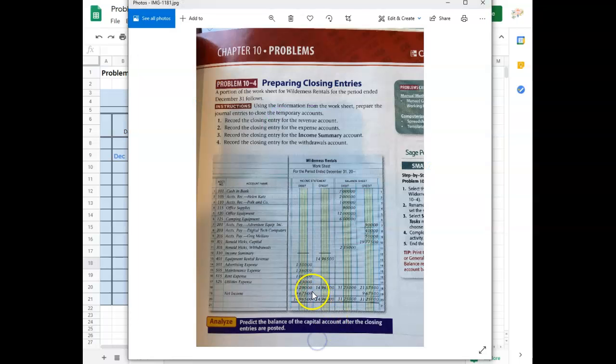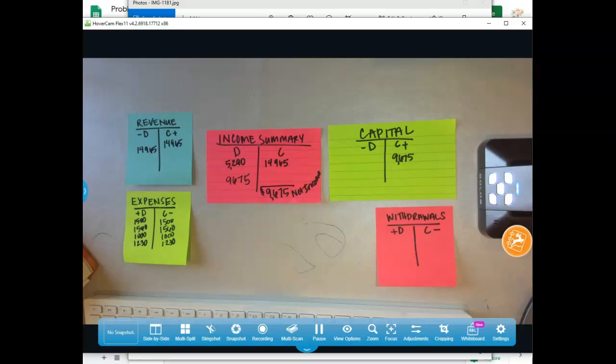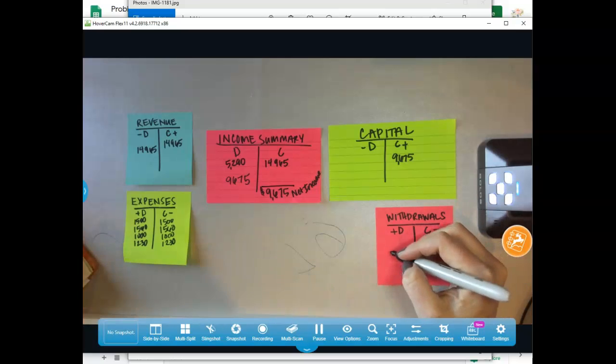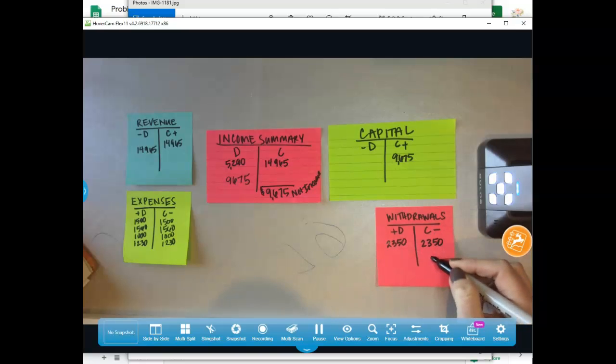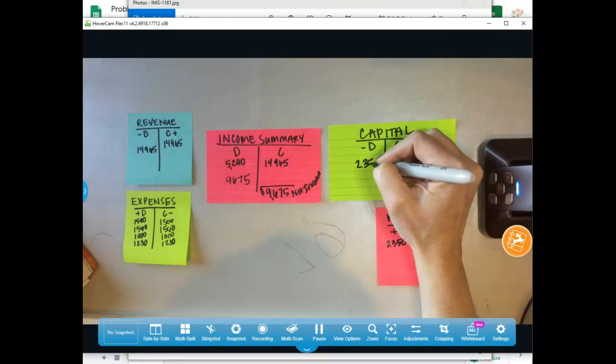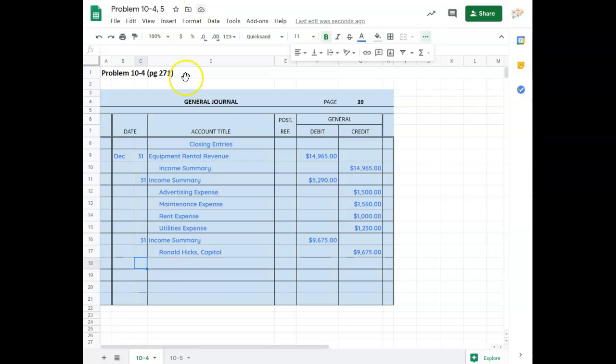So let's go ahead and look at our withdrawals account. We've got $2,350 in our withdrawals. So let's go ahead and show that here. 2,350 balance. We're going to credit that for 2,350. If we're crediting withdrawals, we have to debit capital for 2,350. So let's go ahead and record that. December 31. We are debiting Ronald Hicks, Capital, for the amount of our withdrawals and crediting Ronald Hicks, Withdrawals, for the same amount. Okay, and then we're done.